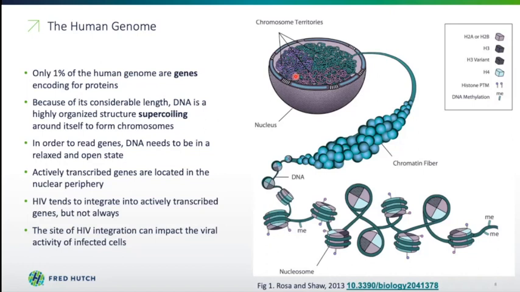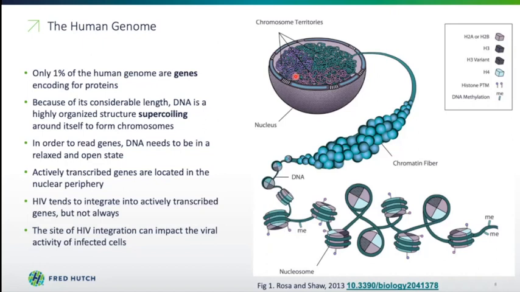So it tends to integrate into parts of the DNA around the periphery of this nucleus. And this means that the site of HIV integration can really impact the virus activity of infected cells afterwards. If the virus is able to integrate into a gene that's very commonly read, maybe it's a recipe for spaghetti bolognese, for instance, where you're going to read it every week, that virus is going to be made quite a lot.